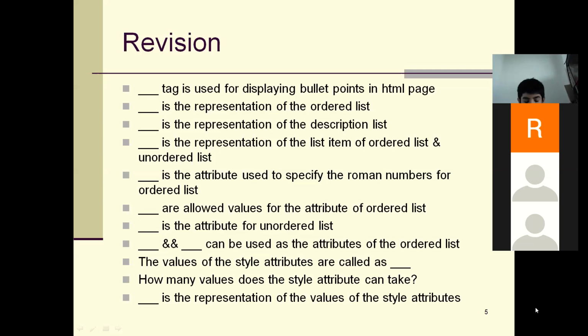Fine. So next goes to Aditya. Dash and dash can be used as the attributes of the ordered list. Style and type. Style and type. Perfect. Very good. Okay, the next one goes to Vaibhav again. The values of the style attributes are called as what? So what do you call the values that you specify in the style attribute?